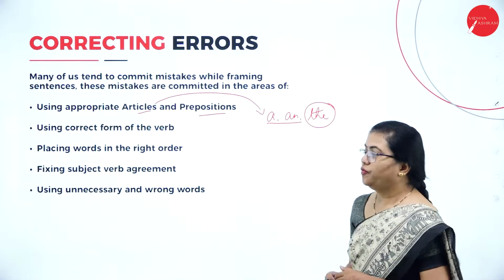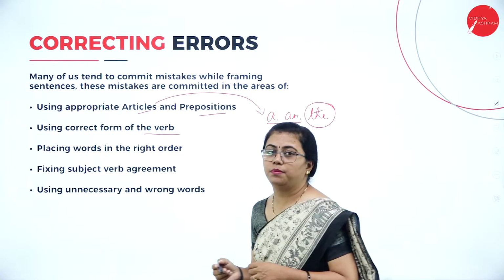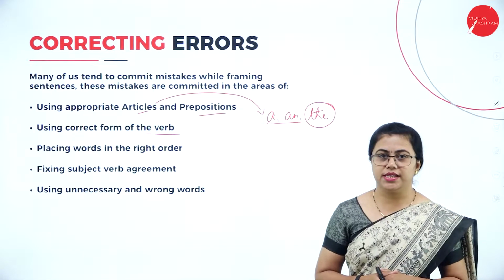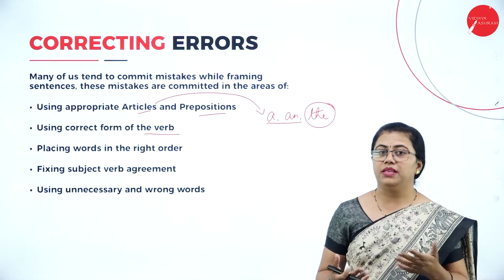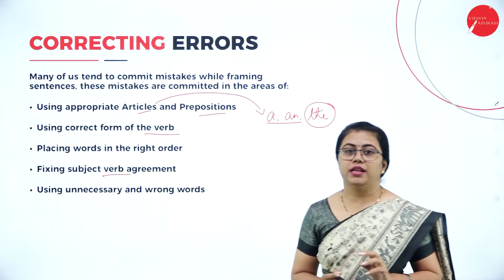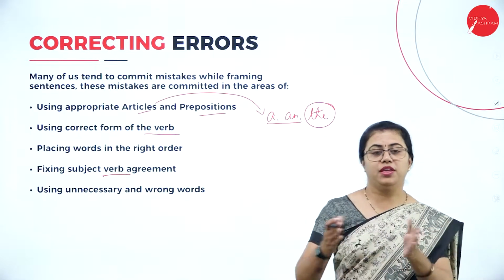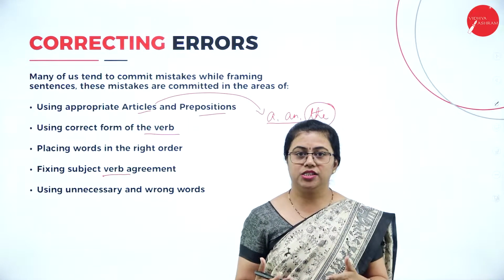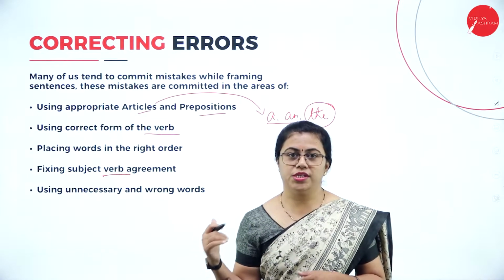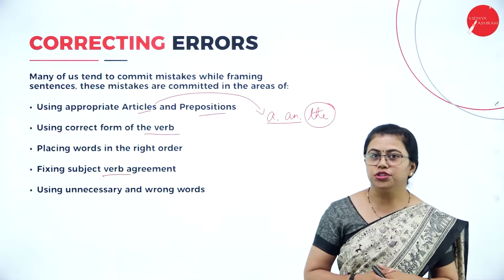So where else do we make mistakes? Whenever we have to use the correct form of the verb, we tend to make mistakes, be it tenses or the subject and verb agreement. When it is concerned with verbs, we make mistakes in subject verb agreement also. If the subject is singular, we may use a plural verb, something like this. I'll give you examples for that also. The sentences with the most common mistakes and how to correct them is what I'm going to tell you today.